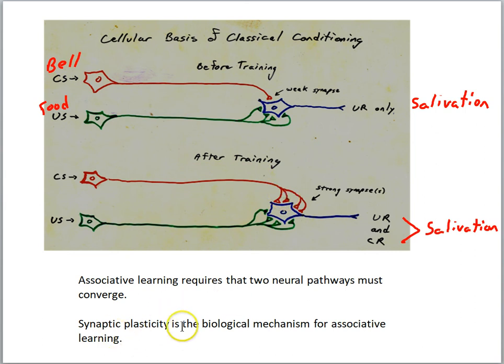And secondly, that synaptic plasticity is the basic biological mechanism for how two stimuli can be associated. Changes to synaptic strengths is what underlies associative learning.